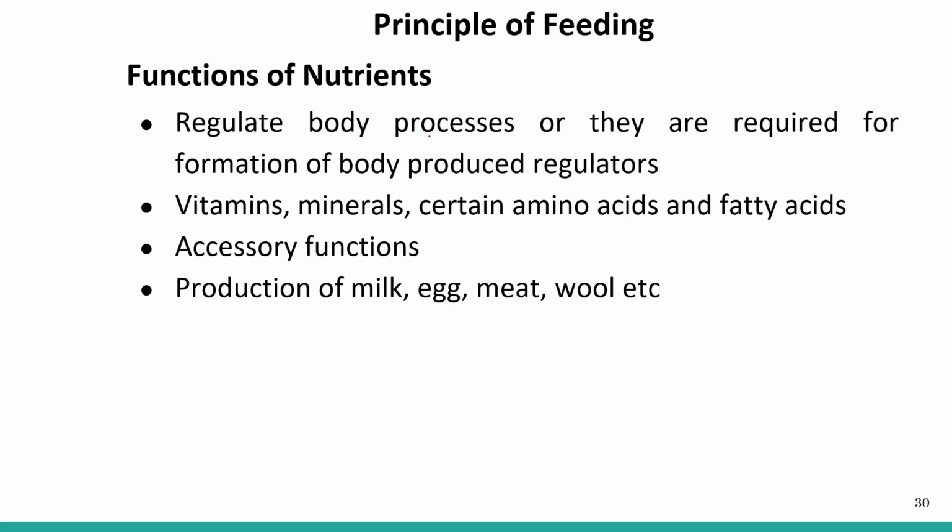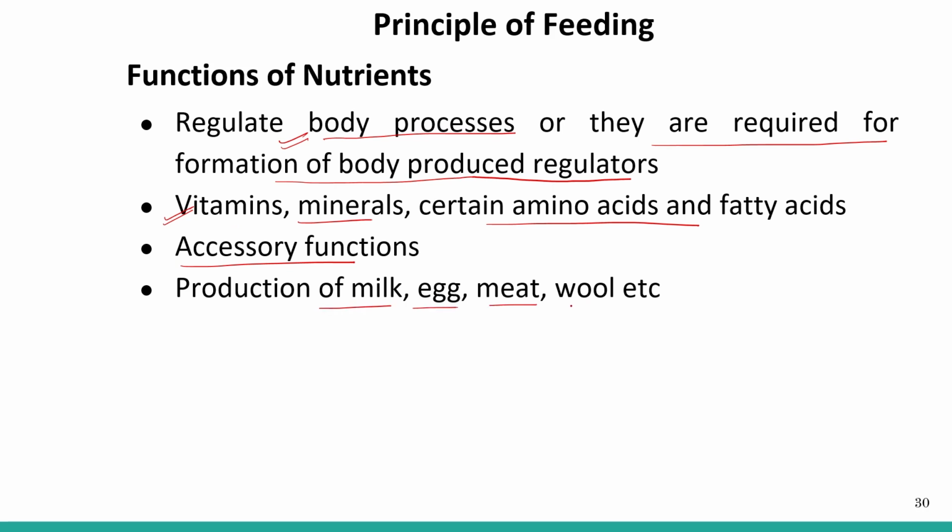Now this nutrient is also important to regulate the body processes, or they are required for the formation of body produced regulators. So body produced regulators are required to regulate different body processes. So nutrients are important in that way also. Vitamins, minerals, certain amino acids and fatty acids, these are also required. Accessory functions: production of milk, egg, meat and wool.